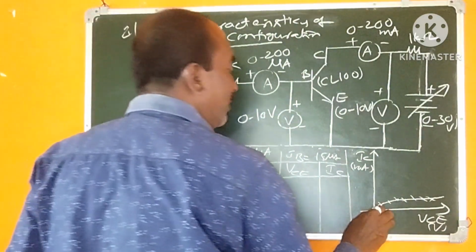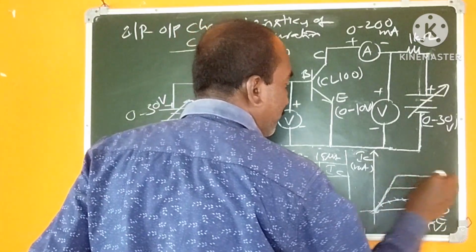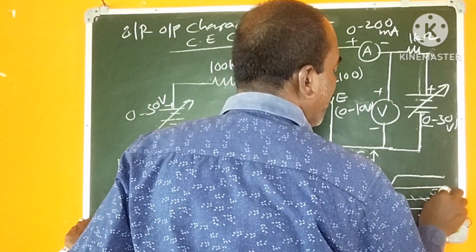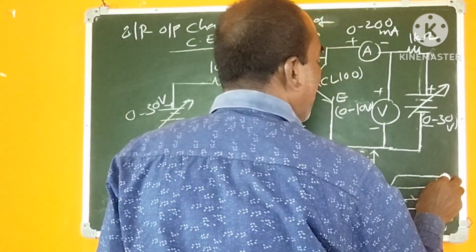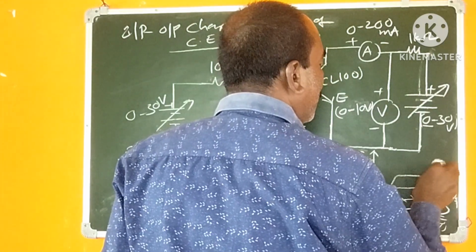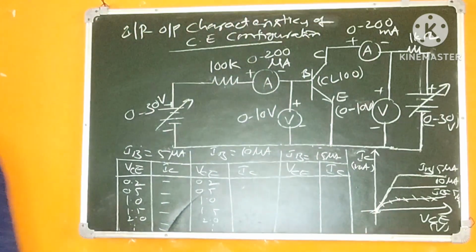And similarly for the second one, and for the third one. So this is for IB equal to 5 microamps. It is for IB equal to 10 microamps. It is for IB equal to 15 microamps.